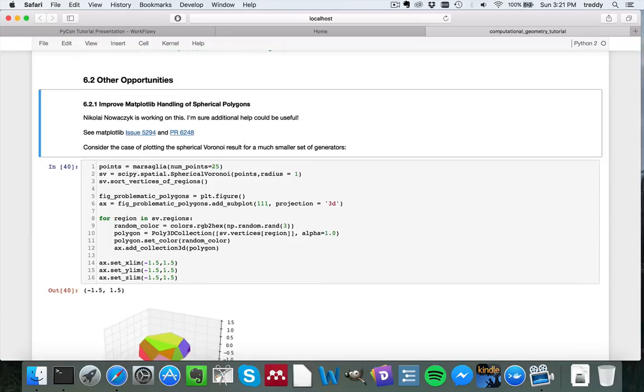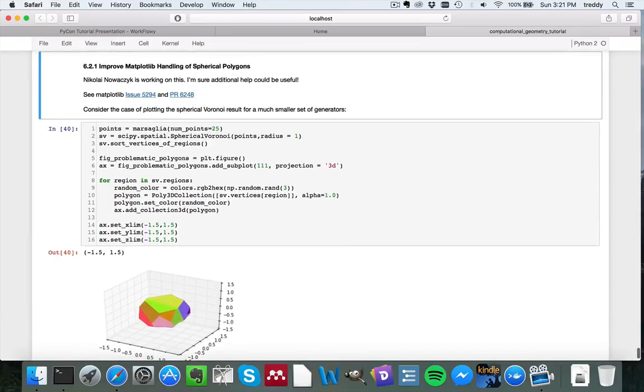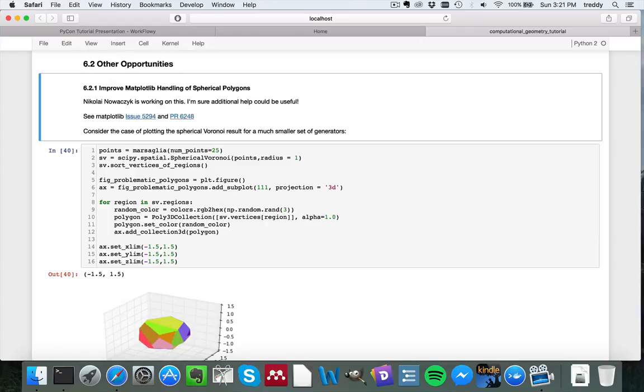So I'm just going to mention one or two more ways that I'm aware of that the ecosystem could be improved. These are not things that I'm directly working on. I know my colleague Nikolai is working a fair bit on something that we identified fairly early on, which I've just briefly alluded to: the way that Matplotlib handles the plotting of spherical polygons is actually quite crude, so it won't properly triangulate them and produce a nice curved surface.